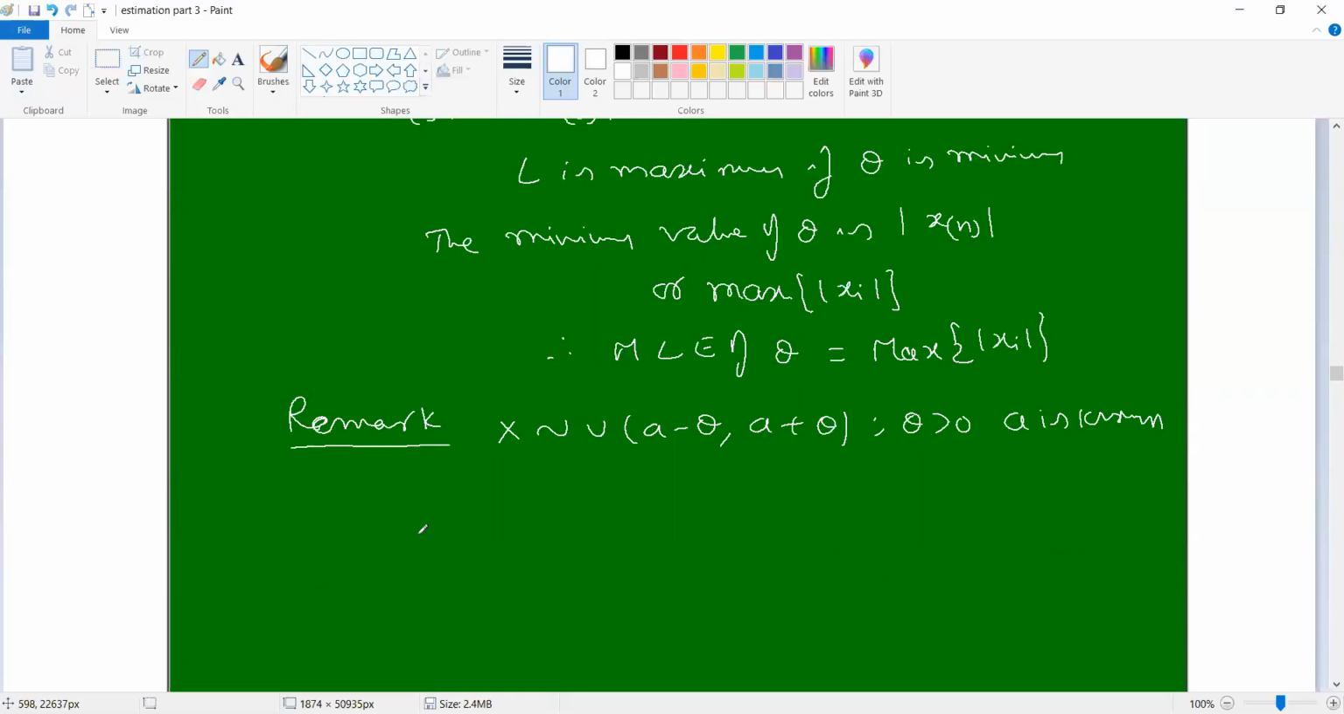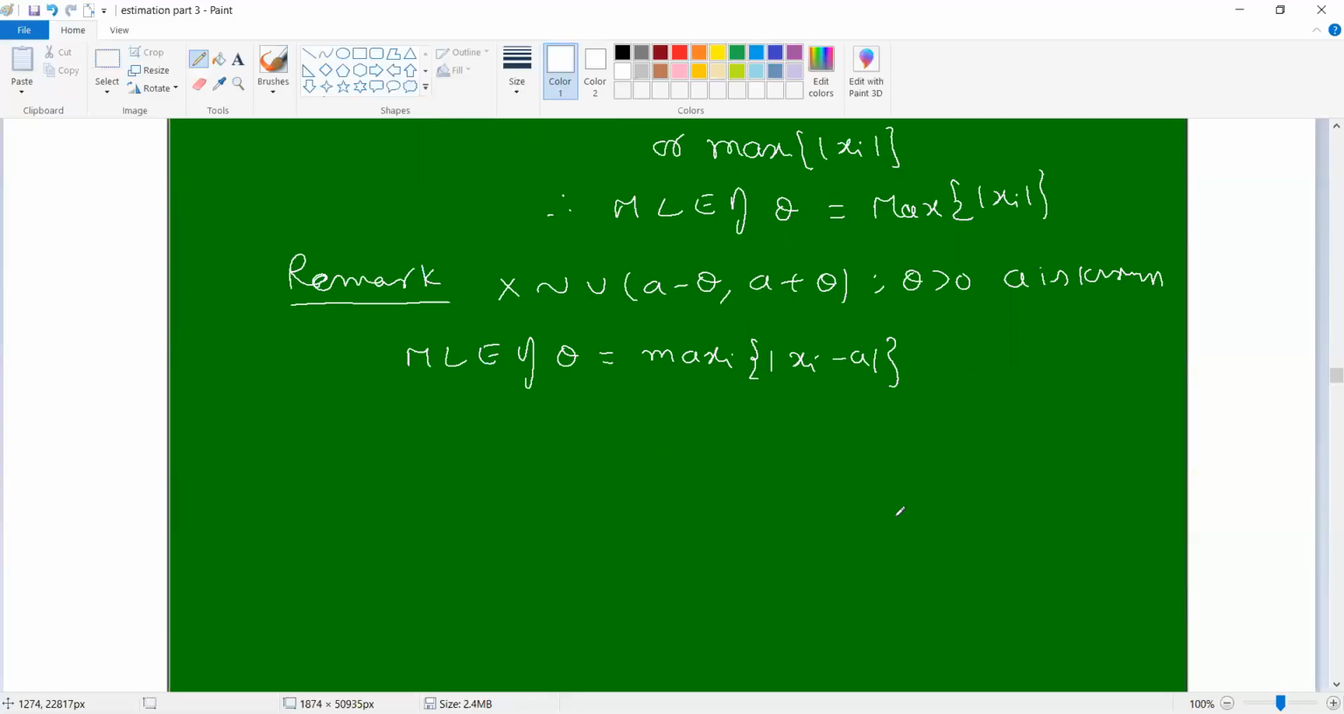In this case, the MLE of theta is the same as above: the maximum of modulus of xi minus a. You can apply this technique for any arbitrary point a. So for 2 minus theta, 2 plus theta, the result is the maximum of mod of xi minus 2. It's very simple. The remark is very, very important.